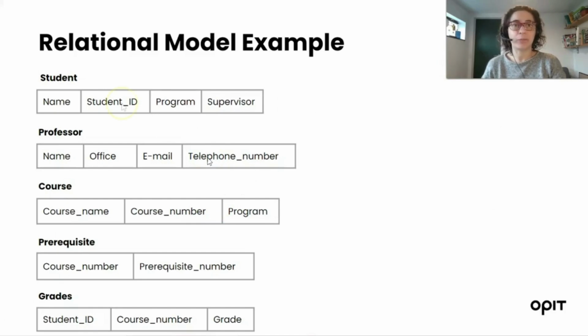Now here we just show 5 of the relations, 5 of the tables that are perhaps part of that database. Each table has some columns or attributes. Each column represents a feature, some information about the entity type described in that table. For example, in the student relation, we have as attributes name, student ID, program, and supervisor. This is merely a schema. All it tells us is what information is to be contained in each table.